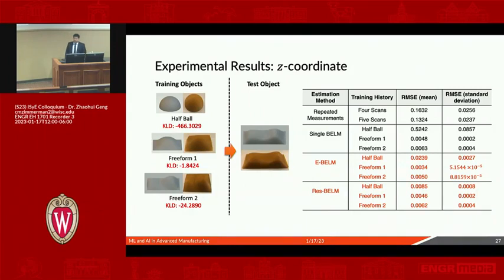But it turns out if we utilize modified KL divergence, we find that even though this one is nothing like the test object, in terms of feature distribution it's very similar to the test objects. So our hypothesis is that this one should have the best performance when compared to the half ball and the other free-form objects. And that was actually verified with our table here.